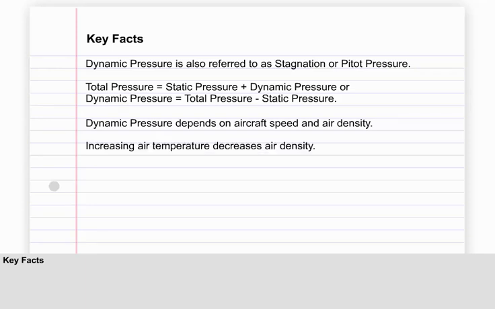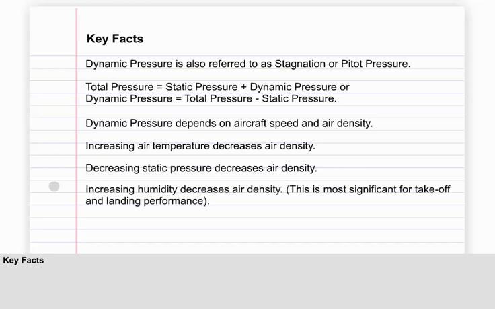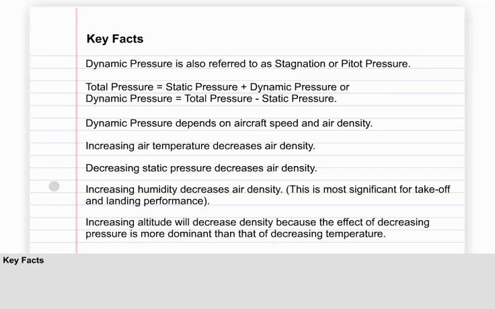increasing temperature decreases air density. Decreasing static pressure decreases air density. Increasing humidity decreases air density. The reason for this is that water vapor is about 5/8 the density of dry air. Humidity is most significant for takeoff and landing performance, but is actually not factored when considering aircraft performance. Increasing altitude will decrease density, because the effect of decreasing pressure is more dominant than that of decreasing temperature.